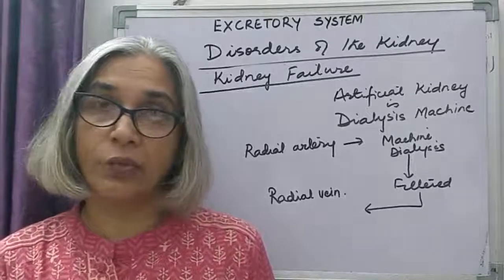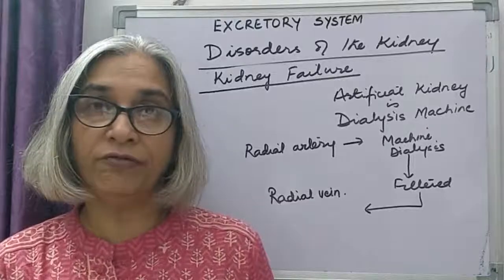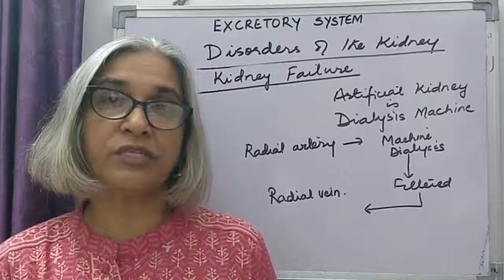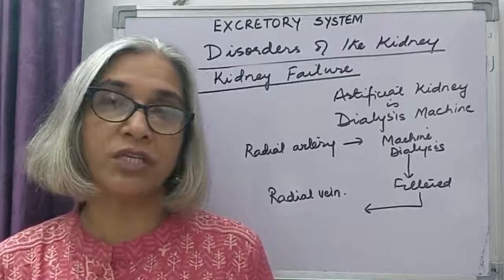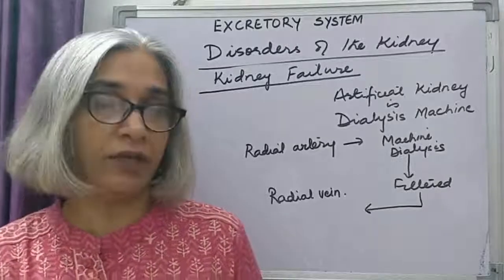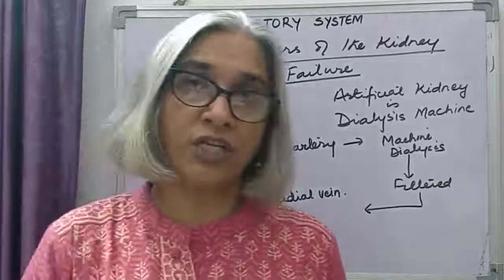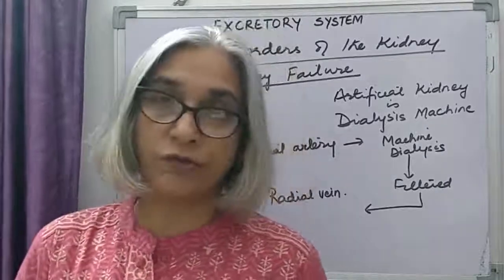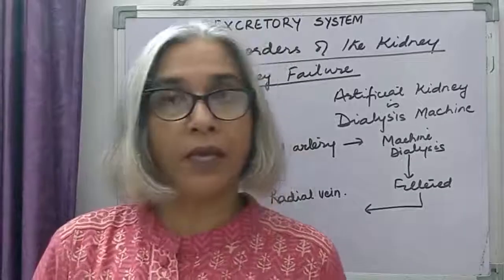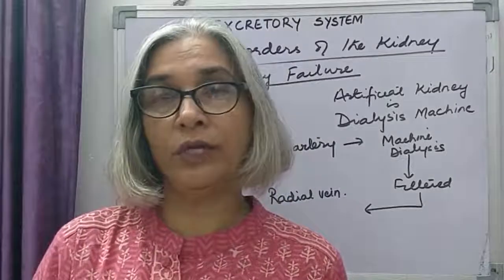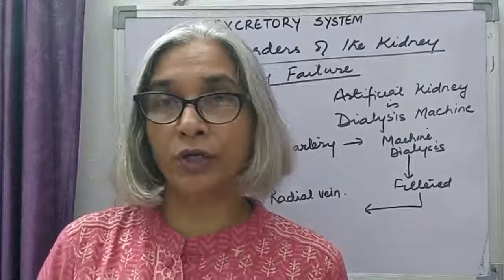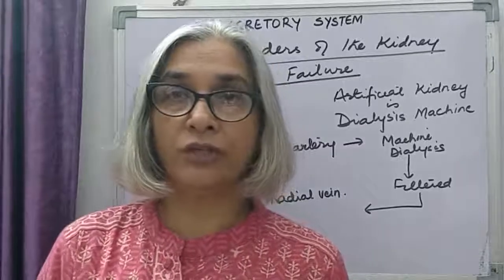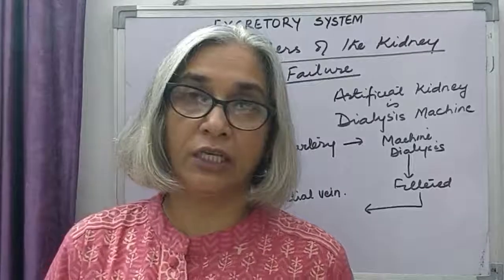So with this, we have completed the chapter. We have discussed the urinary system, the excretory system, the organs of excretion. The chief organ is the kidney. We have studied its structure, the structural and functional units, the structure of the nephron, the process of urine formation, and today we have studied regulation of urine output, disorders of the kidney, and functioning of the artificial kidney.